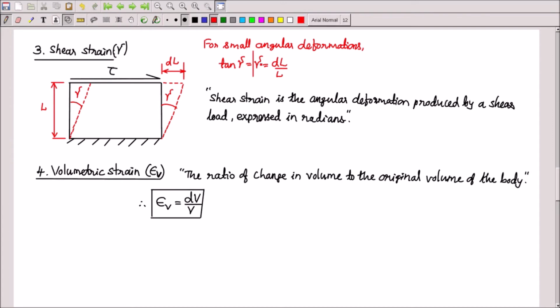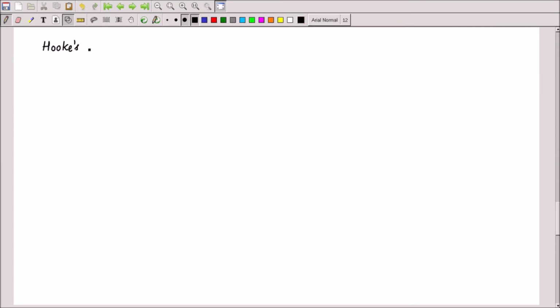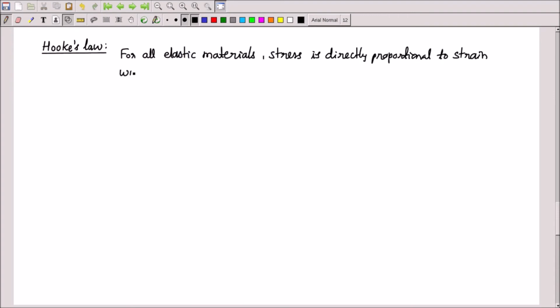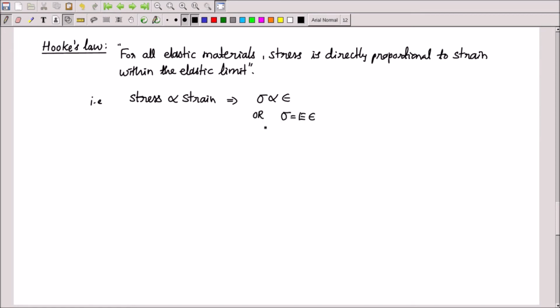Now we will try to relate stress and strain. So there is a law called Hooke's law. Hooke's law says that for all elastic materials, stress is directly proportional to strain within the elastic limit. According to this statement, stress is proportional to strain. So stress can be written using a constant which is called E, and this E is nothing but Young's modulus, or it is also called as modulus of elasticity.